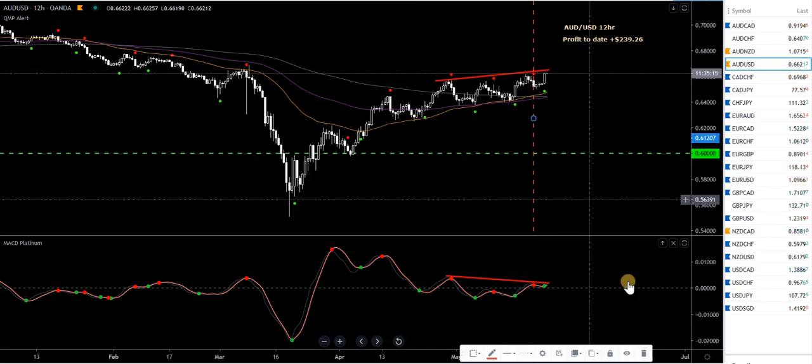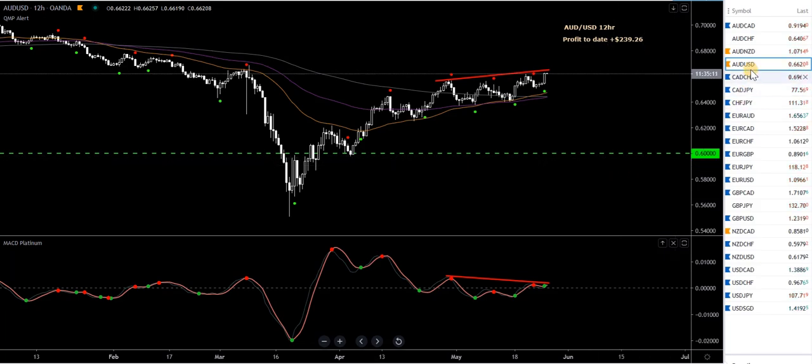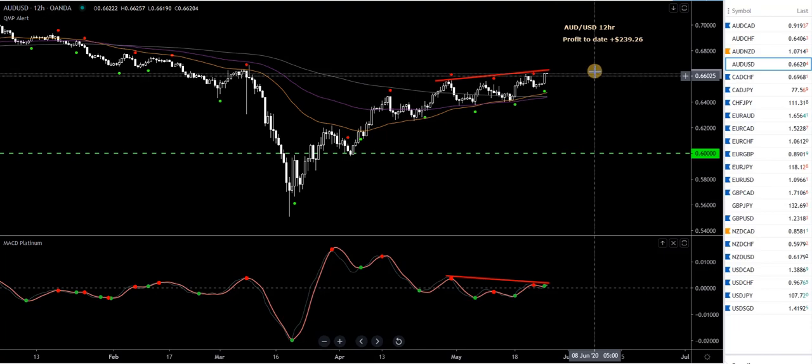There's no trades on. This green line on the Aussie is just the 60-cent level, important level on the Aussie. So there's no trade on the Aussie.